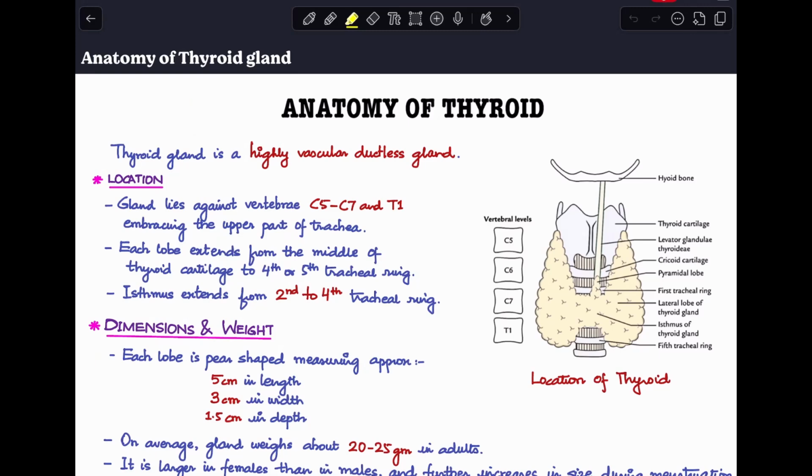Today we'll be discussing an anatomy topic, and that is anatomy of the thyroid gland.